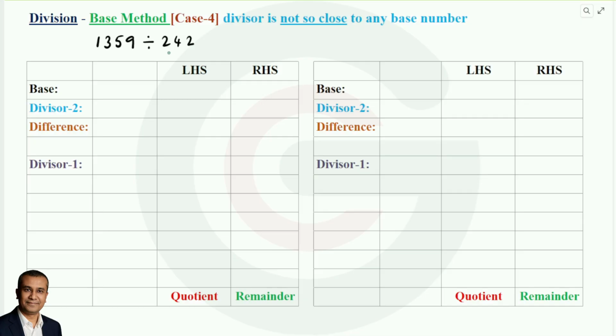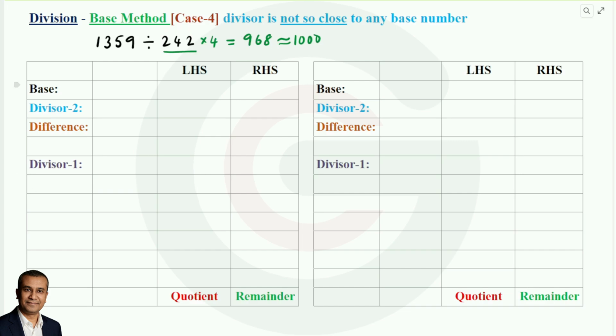So here let's multiply 242 with 4. So we get 968, which is very close to 1000, isn't it? So now let's consider this 242 as divisor 1 and 968 is our new divisor, that is divisor number 2.